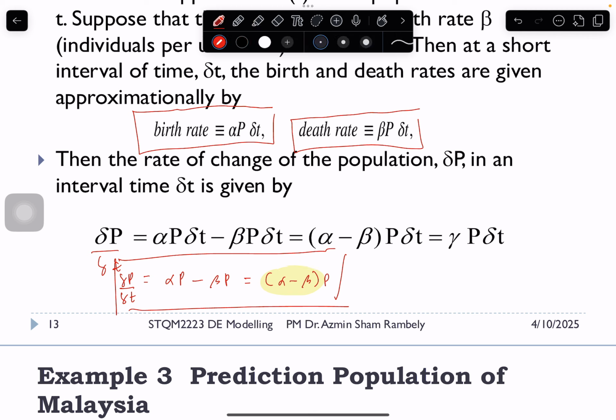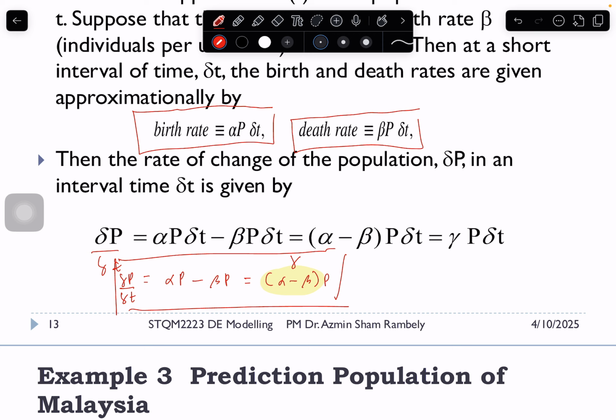Since there is a rate of change, each year the Department of Statistics will produce a report stating the birth rate of Malaysia and the death rate of Malaysia. Each country has its own birth rate and death rate. So we can use that to model the number of population. Once you get the numbers, you will get the constant rate. I'm going to call the constant rate gamma.